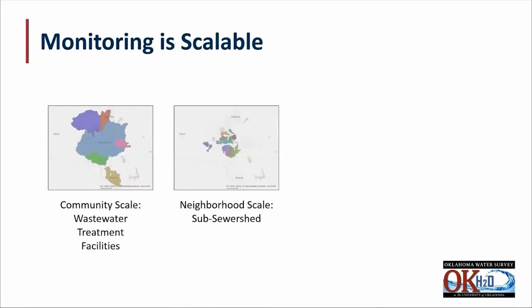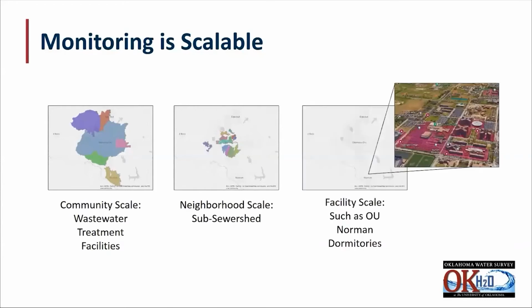So that's a substewardship and generally monitored from manholes. All of these neighborhoods in this map are within that larger blue area in Oklahoma City, and there's 13 neighborhoods that we monitored in that location. Or you may be looking at the facility scale. We started off our wastewater-based epidemiology journey by monitoring the dormitories on the OU campus over the 2020-21 school year.